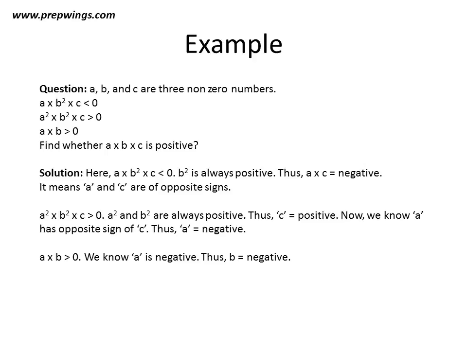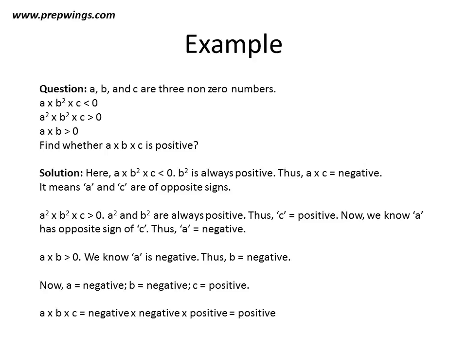Now we look at the third statement, which is A multiplied by B is greater than 0. What it means is A multiplied by B is a positive number. Now we know that A is negative. That means B has to be negative, because negative multiplied by negative gives us a positive result. So now what we have is that A is a negative number, B is a negative number, and C is a positive number. So A multiplied by B multiplied by C becomes negative multiplied by negative multiplied by positive, which gives us a positive result. Thus, A into B into C gives us a positive result.